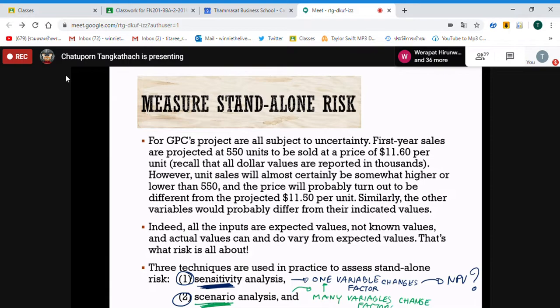Okay, what will happen to our NPV? This is a different equation, just that the rest are the same. Now let's look at the first one, sensitivity analysis. How do we do that? I already conducted that for you.